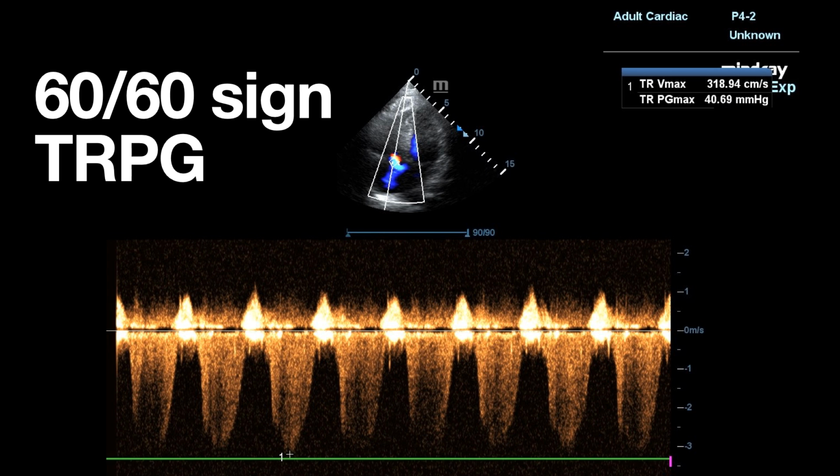The so-called 60-60 sign can only be detected by continuous wave Doppler. The first part is a mildly elevated peak systolic gradient across the tricuspid valve, or TRPG, less than 60 mmHg, measured by the velocity of the tricuspid jet in the absence of previous pulmonary hypertension. The RV is much thinner and lower in muscle mass compared to the LV. Thus, a significantly higher RV systolic pressure can only be generated if there is a slow increase in the RV afterload, allowing for myocardial hypertrophy.